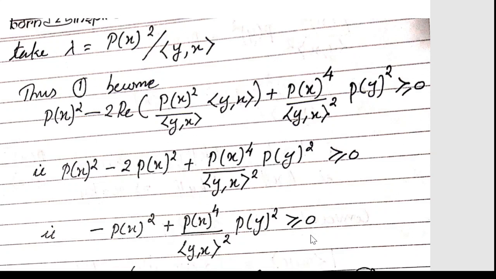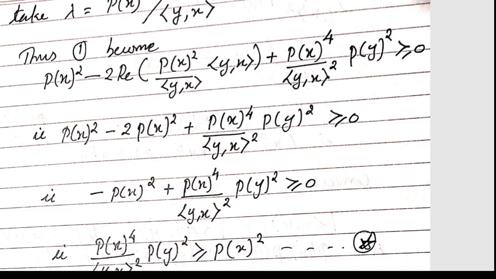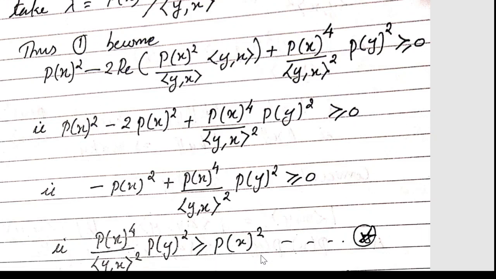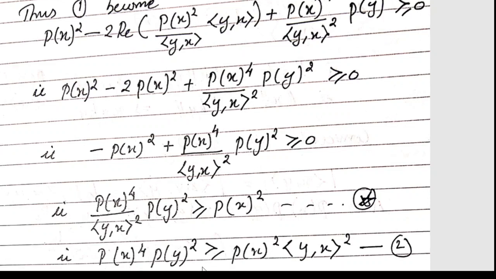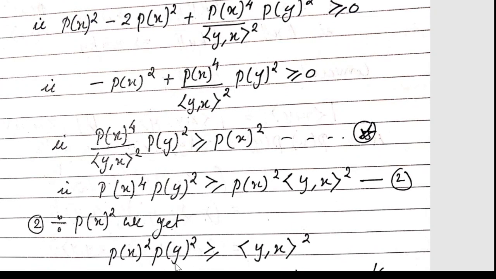So take minus p x square to this side. We will get p x raised to 4 by mod inner product of y, x square into p y square is greater than or equal to p x square. That is, again, p x raised to 4 into p y square, this quantity can be taken this side: p x square into mod inner product of y, x square. Now dividing equation 2 with p x square, we will get here mod inner product of y, x square is less than or equal to, here p x square will get cancelled, so p x square into p y square, is greater than or equal to mod inner product of y, x square. That is, y, x square is the same as inner product of x, y square.